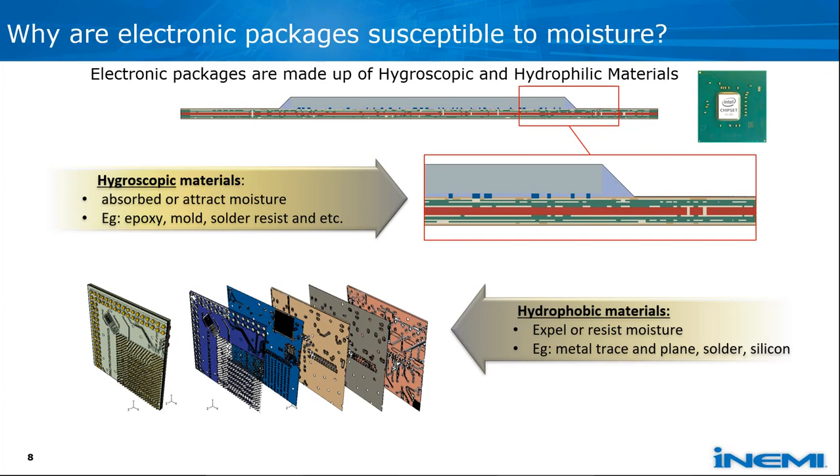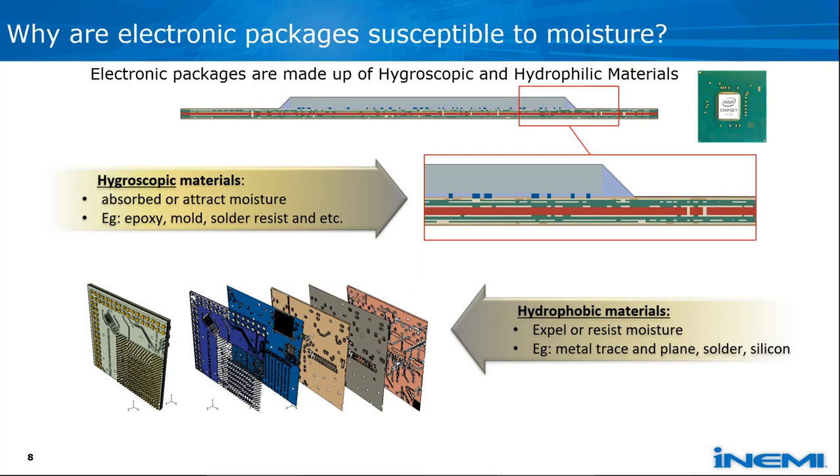On the other extreme, there are also materials that do the complete opposite. Right? They are hydrophobic materials like the metal planes, the traces, solder, and the silicon die. And these materials will basically resist moisture.